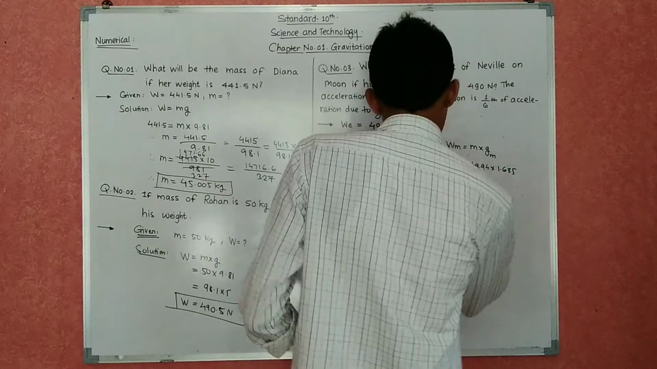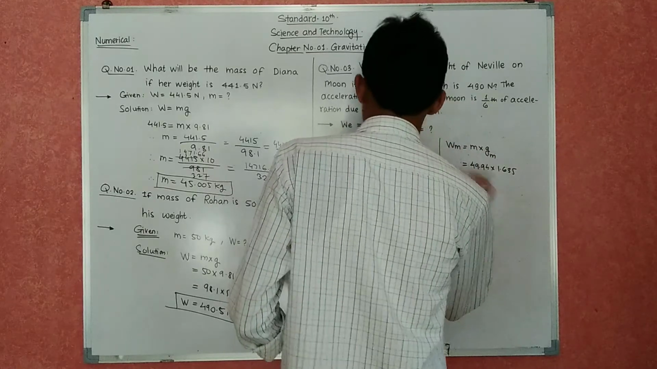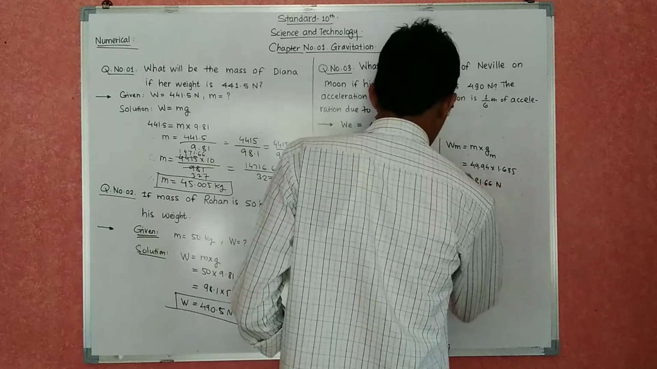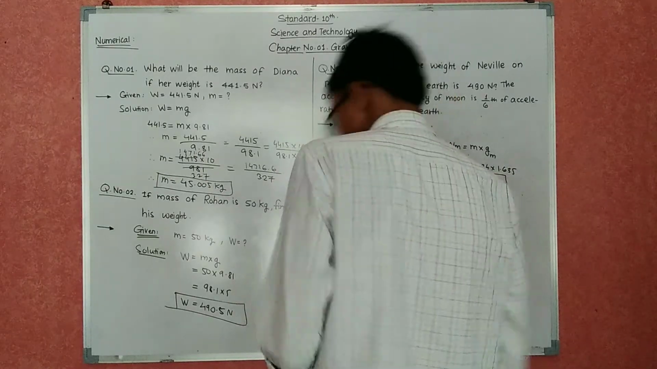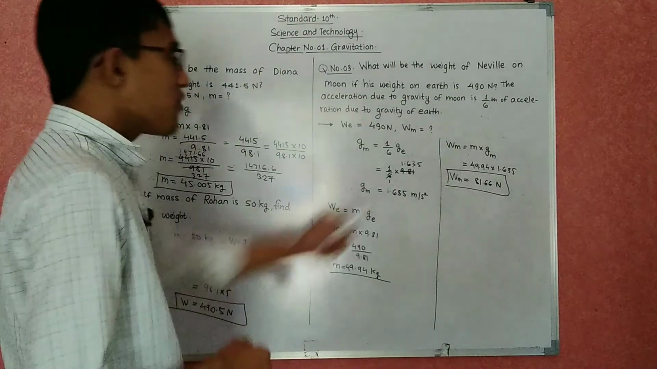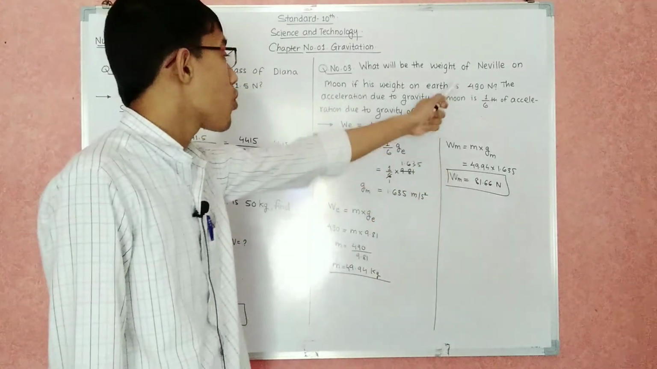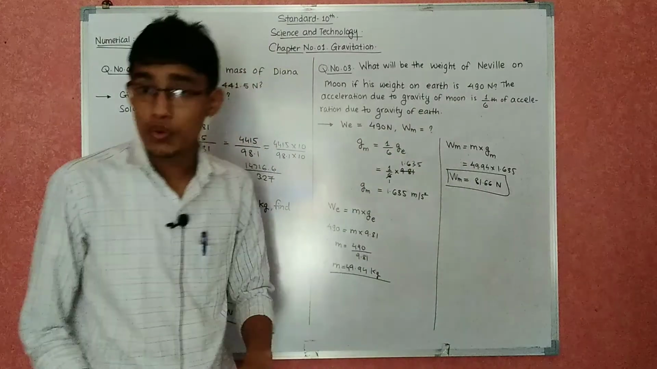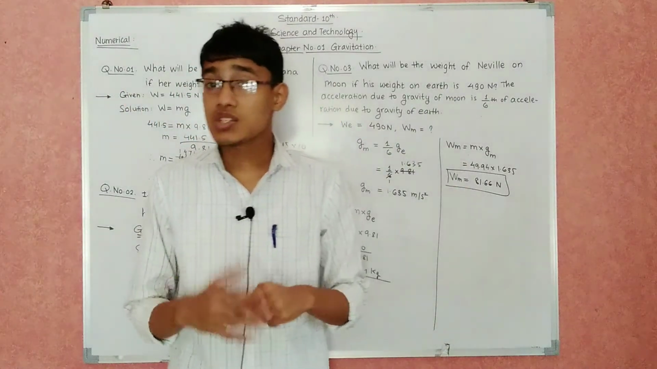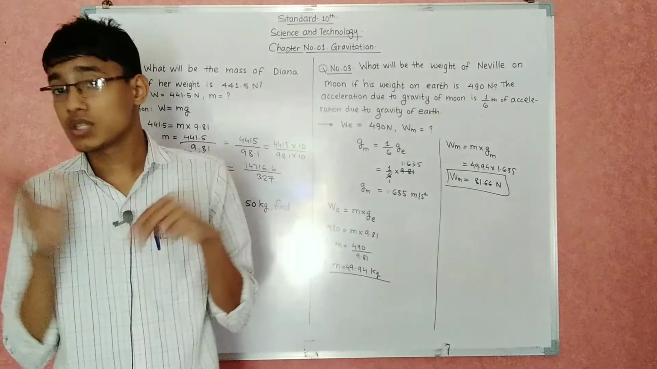Okay, so after multiplying this, we are going to get the weight on Moon, which is 81.66 Newton. What is the weight? 81.66 Newton. So in this particular numerical, you can see that the weight on Moon is different and very much less than the weight on Earth. Weight on Earth is 490 Newton, whereas weight on Moon is 81.66 Newton. And this change is due to the change in acceleration due to gravity of this particular celestial body.